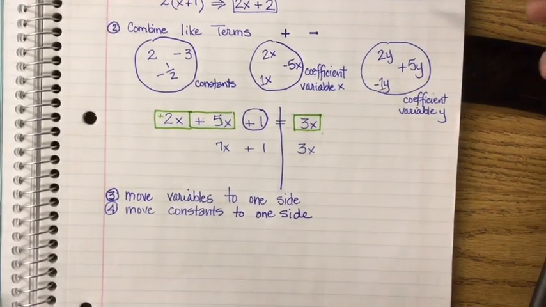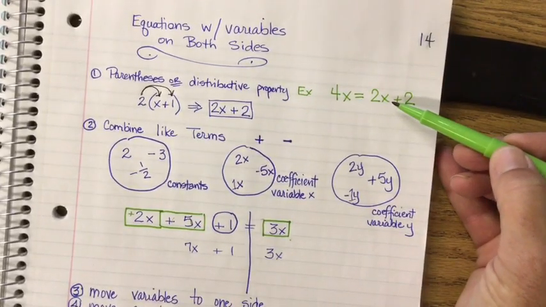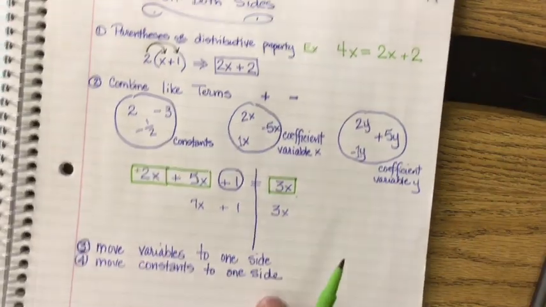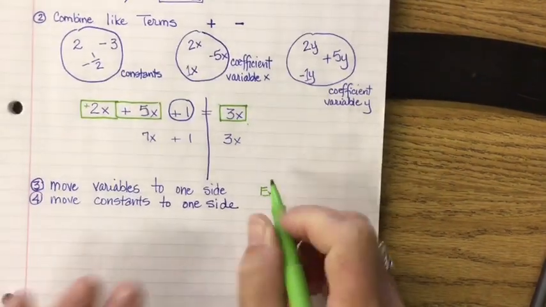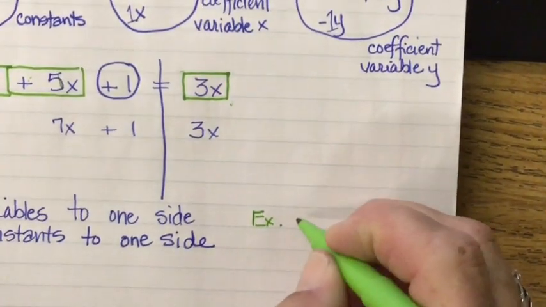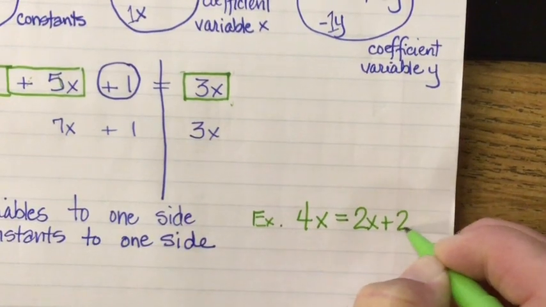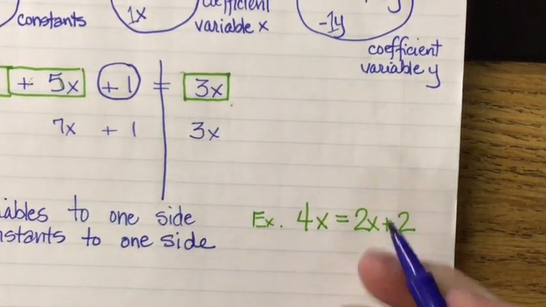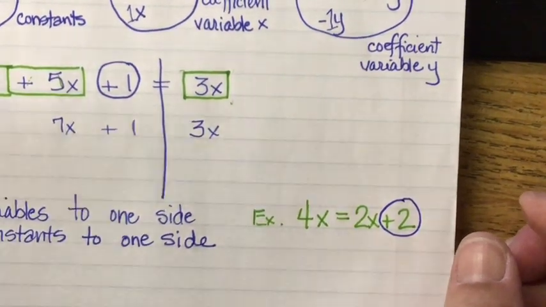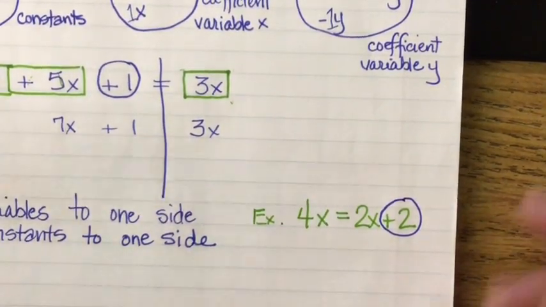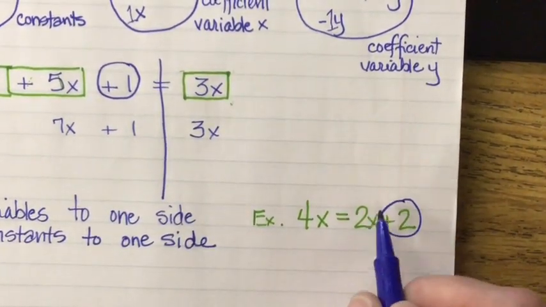So I want to go back to my original equation that I put at the top, although it did not have any like terms to combine. I'm sorry I didn't have a better example. So let's go ahead and use that example. So 4x is equal to 2x plus 2. I'm going to circle my constants, and you know what, if you forget which shape goes to which, just keep the like terms with each shape. If I put squares around the constants, then put a circle around the ones with the coefficient and the variable.